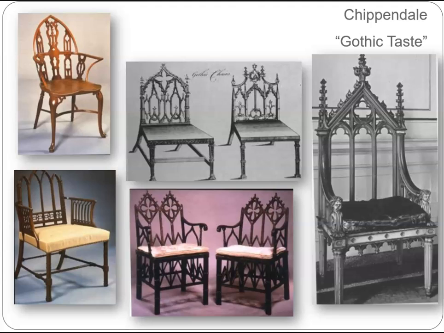And then finally we have the Gothic style, where we see some of his furniture forms take on the architectural styles that we would see in the Gothic style, and that we have the Gothic arch, we have the quatrefoils, the crockets, and the finials.